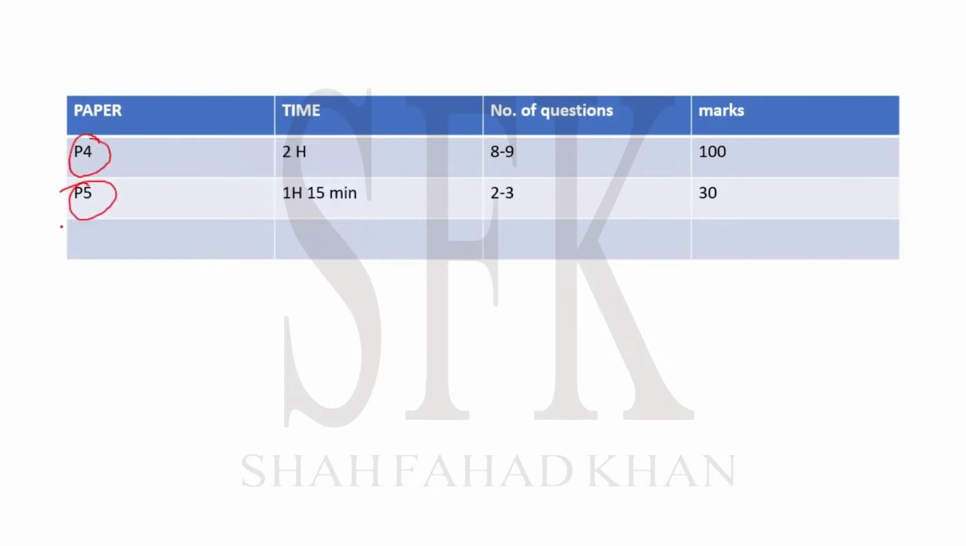We have a paper 4 and a paper 5. Paper 4 is the major paper. It has the greatest weightage in your A-level grade, approximately 40% of your grade depends upon this paper. Why? Because it has the greatest number of marks, 100 marks, a 2 hour time period, and 8 to 9 questions.